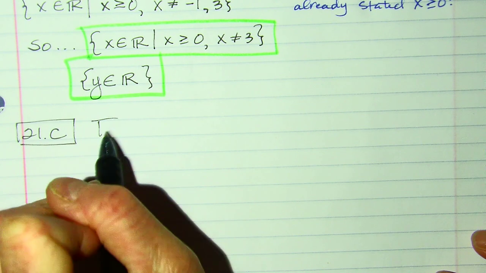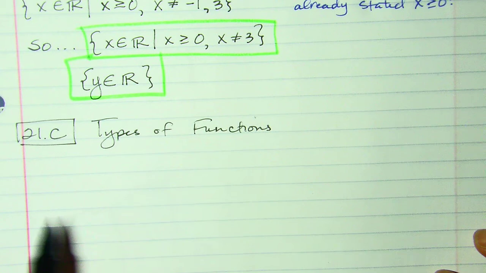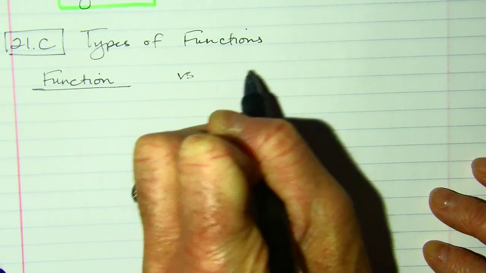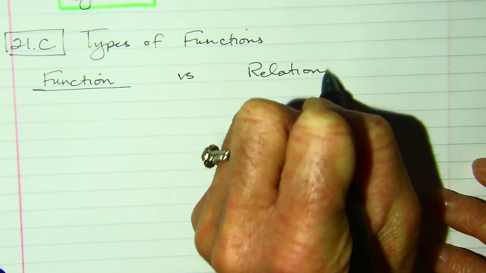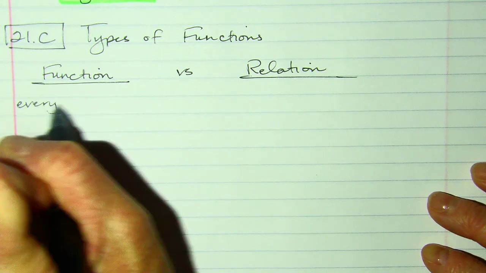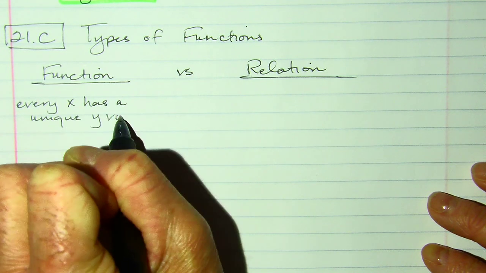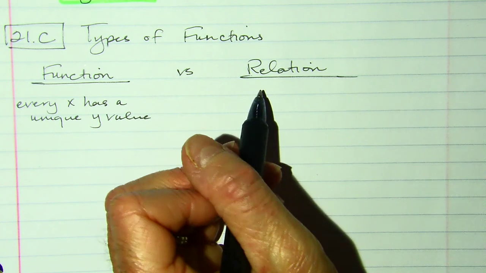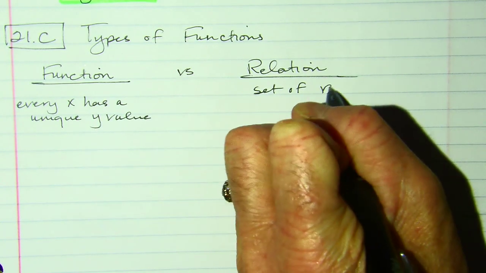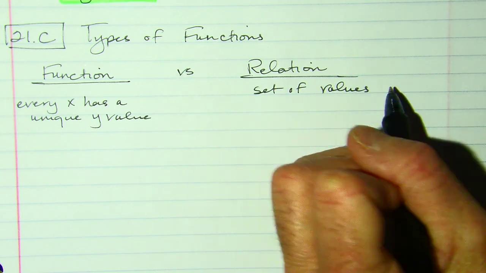21.C are types of functions. I don't think you need me to explain. Right? There's a function versus a relation. And what makes something unique to a function is that every x has a unique y value. Right? A relation is just any set of pairs. It doesn't really have a rule. It's really any relationship, set of values that have a relationship.